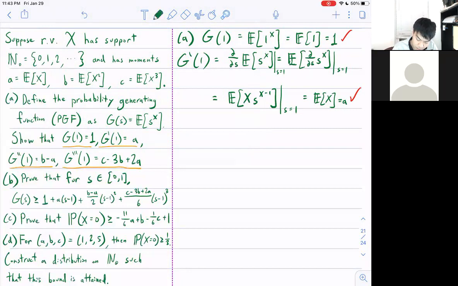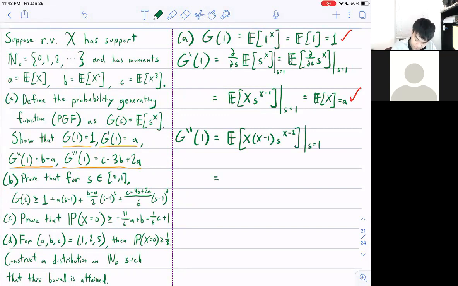problems right here. And I'll leave it to you to see that the next part will be the second derivative of g evaluated at 1, which would then just give us the expected value, bringing the second derivative inside twice. We get x times x minus 1 times s to the x minus 2, with the power of derivatives being acted upon again. And this is at s equals 1.